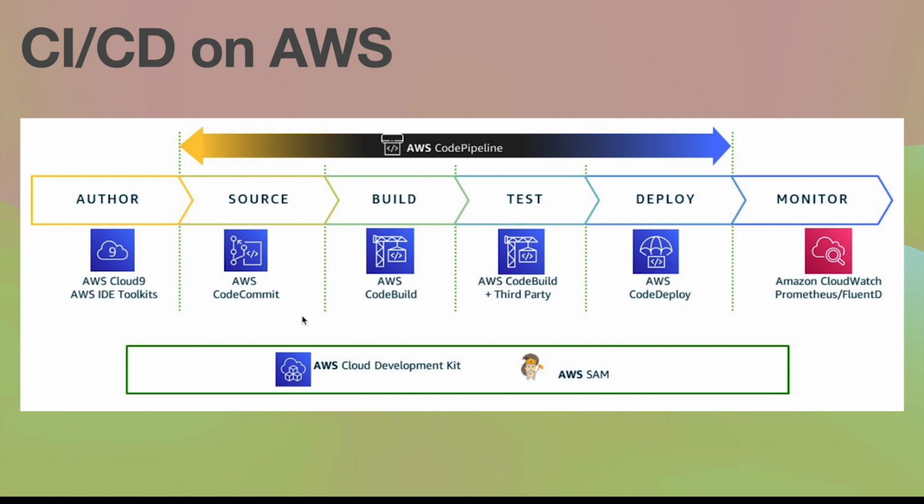After the source code is done, the next step is to build the code. So use a build tool such as AWS CodeBuild to compile, test, and package the code into deployable artifacts. CodeBuild supports popular build tools like Maven, Gradle, and NPM, and it can easily be integrated with source code repositories like GitHub and AWS CodeCommit, etc.